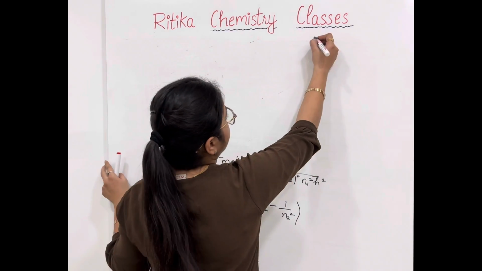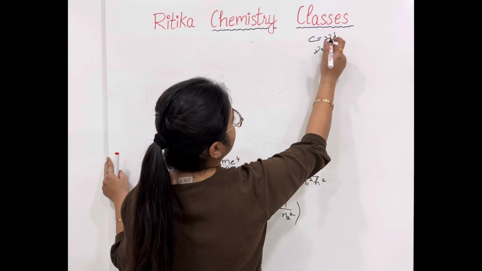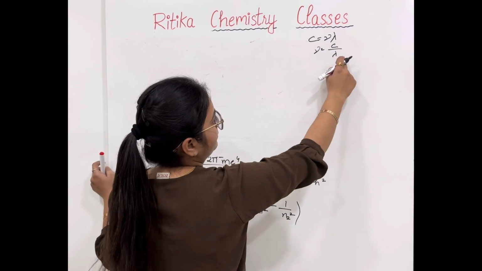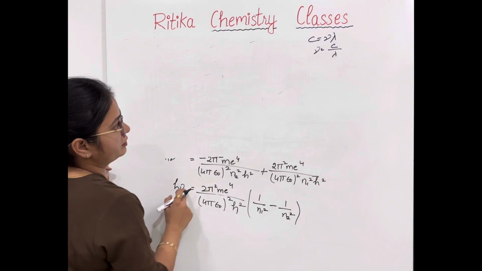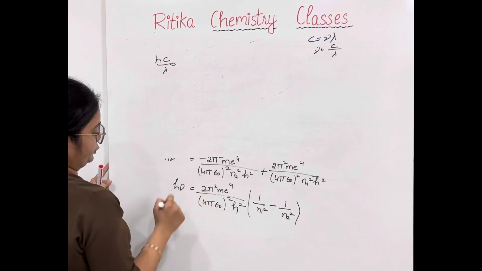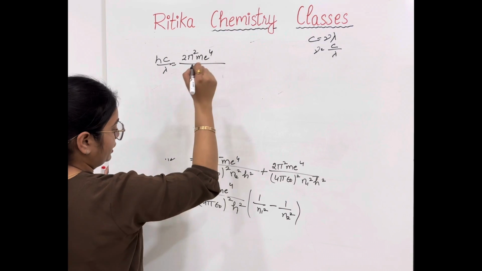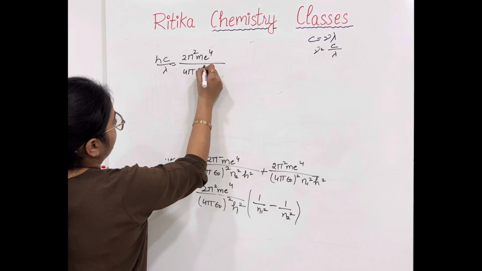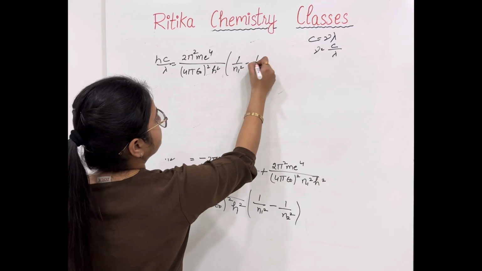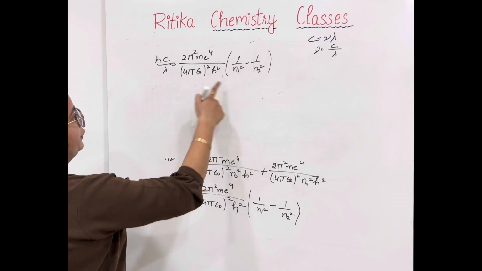As we know, c is equal to nu into lambda. So nu will be equal to c upon lambda. So substitute the value of nu in this equation. We will get hc upon lambda is equal to 2 pi square m e to the power 4 divided by 4 pi epsilon naught whole square h square, into 1 upon n1 square minus 1 upon n2 square. Okay. So now divide the whole equation by hc.